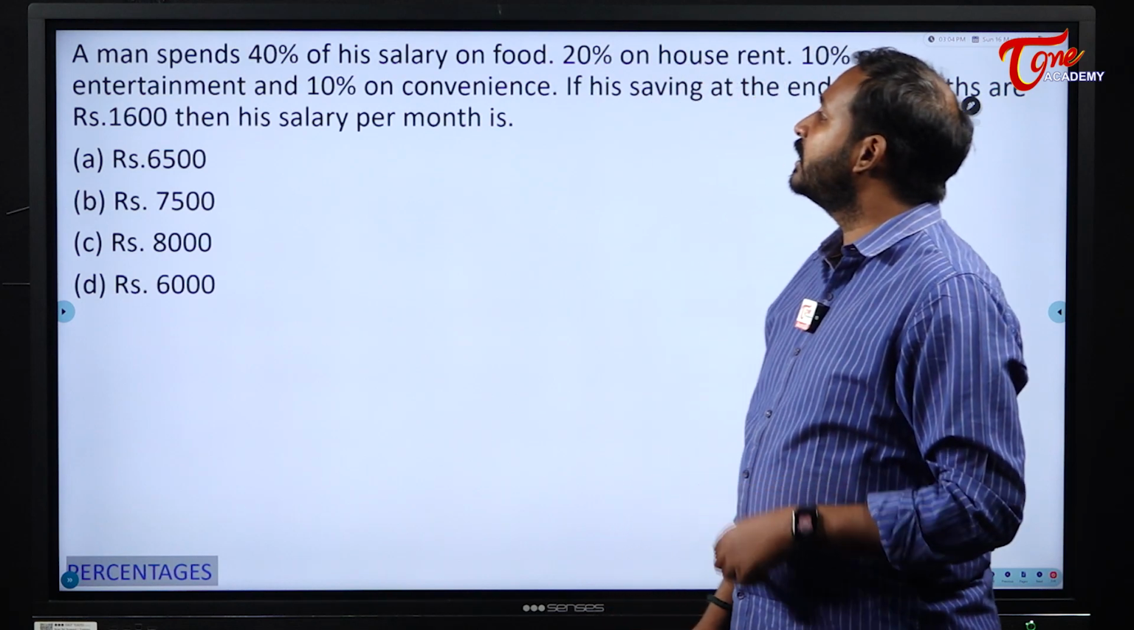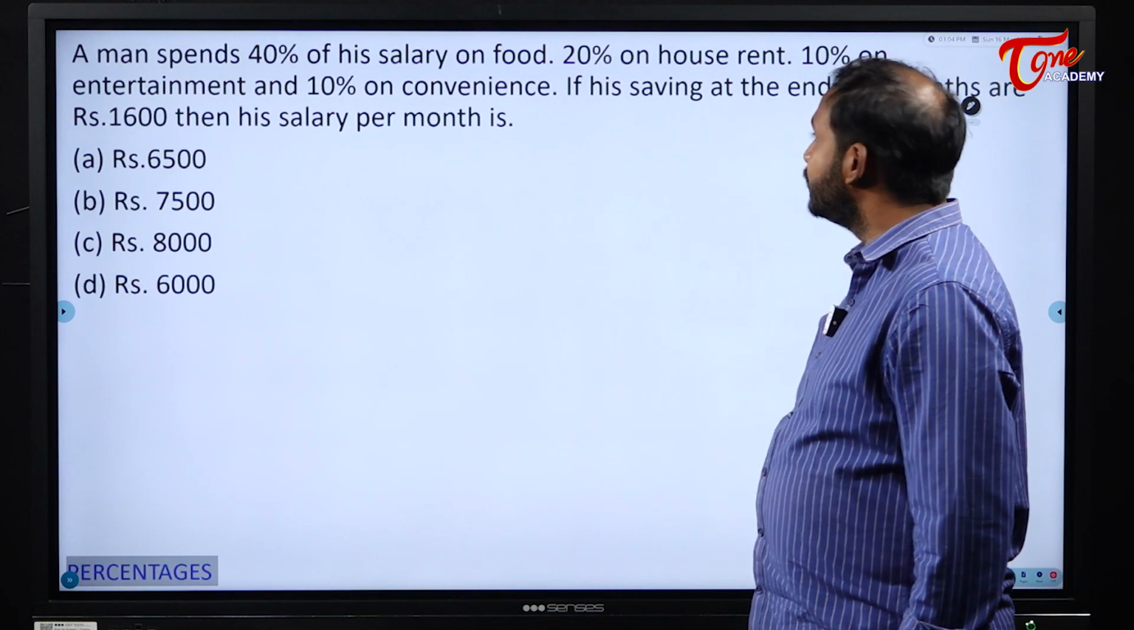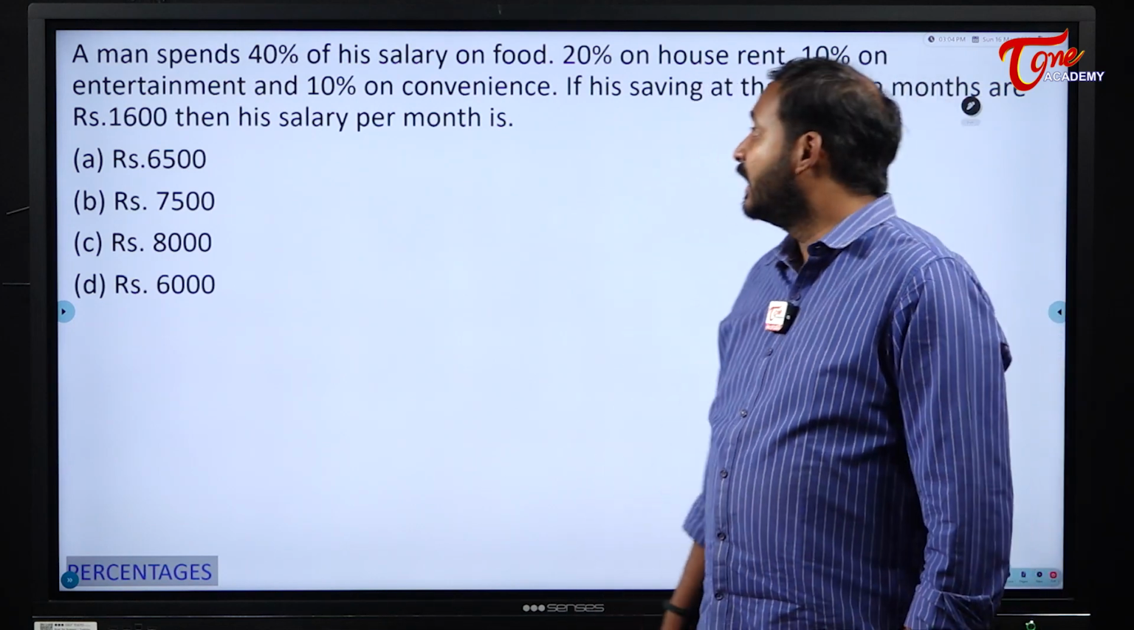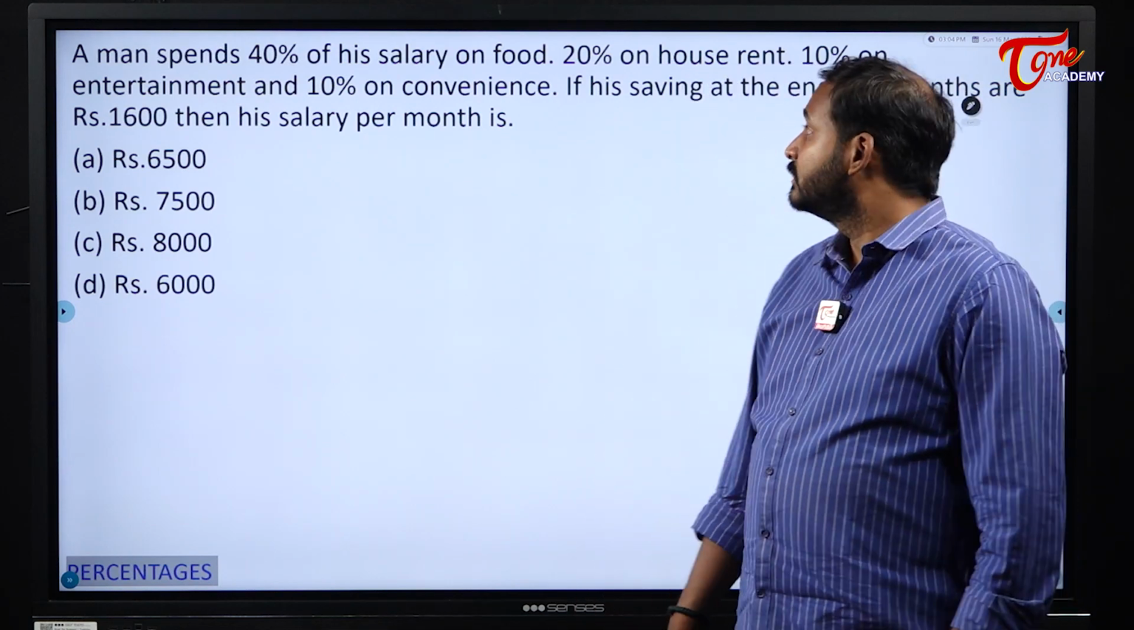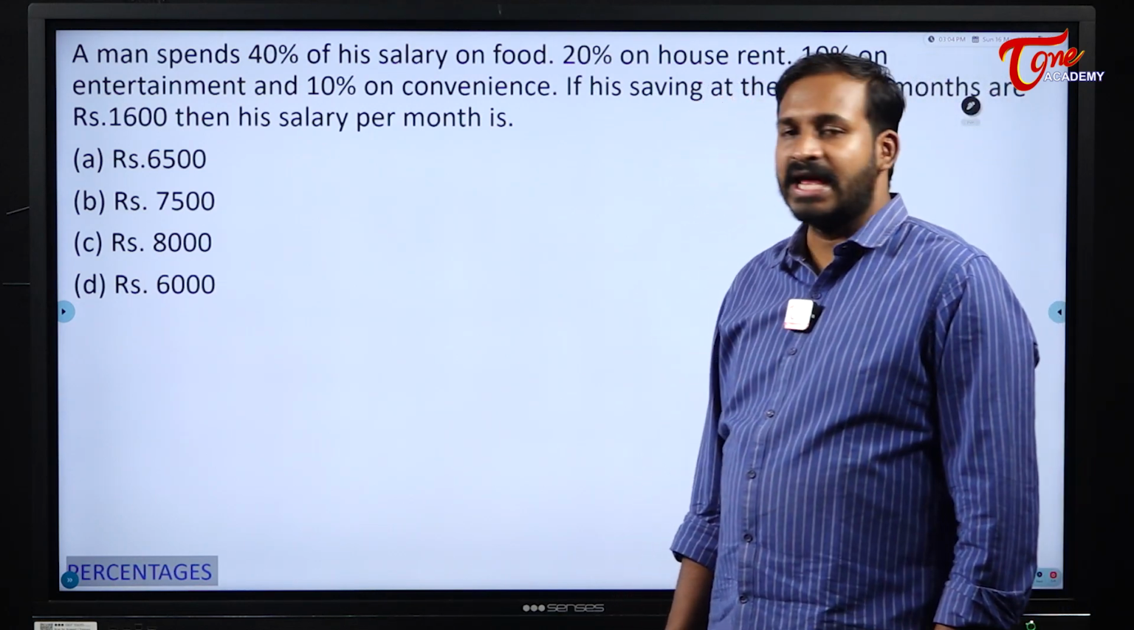A man spends 40% of his salary on food, 20% on house rent, 10% on entertainment and 10% on conveyance. If his savings at the end of the month are rupees 1600, then what is his salary per month?